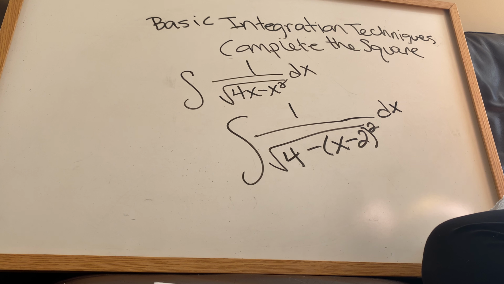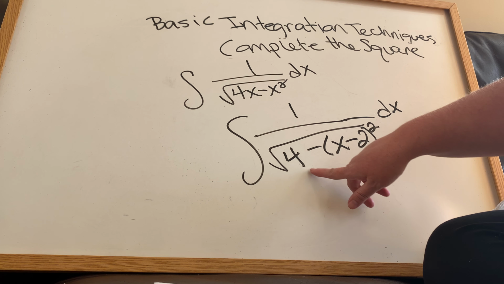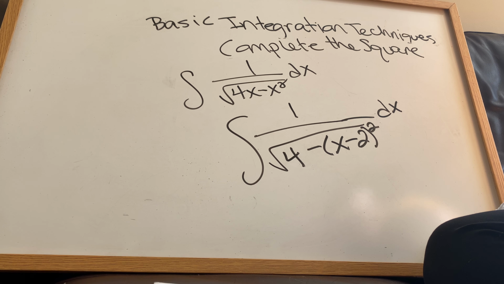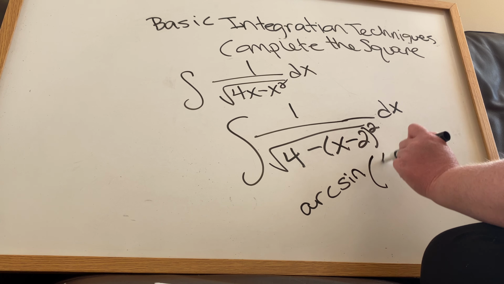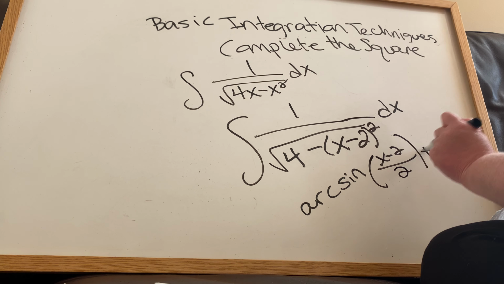So then same thing, this ends up being arcsine, where your u value is x minus 2, so then your du value is just 1, so that's good, and then your a value is 2, because you need to square root 4. So arcsine, remember, is the only one that doesn't have the 1 over a in front. So then you just have arcsine of u over a, which is 2, plus c.